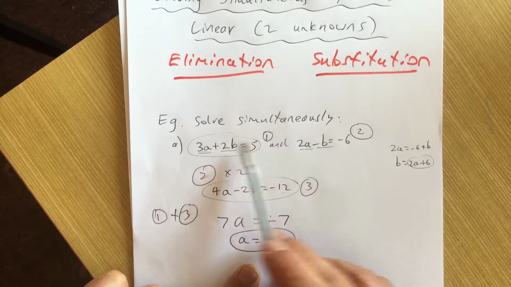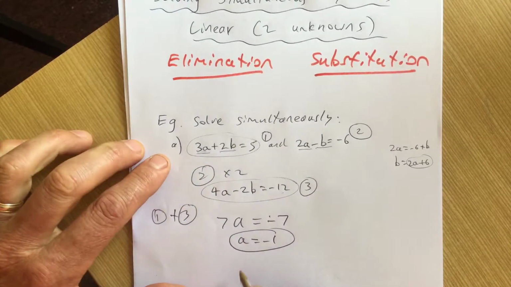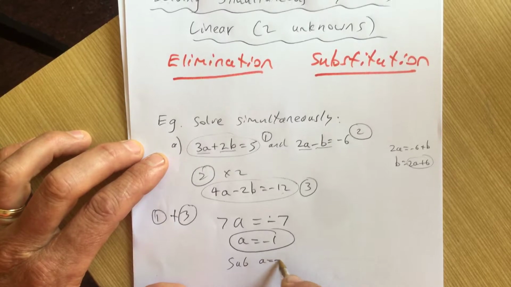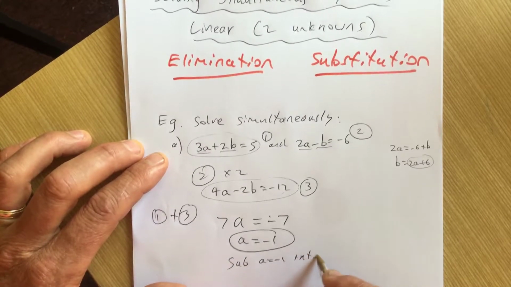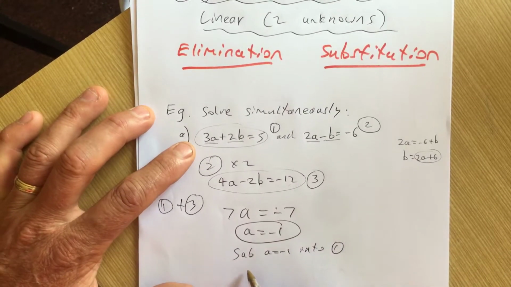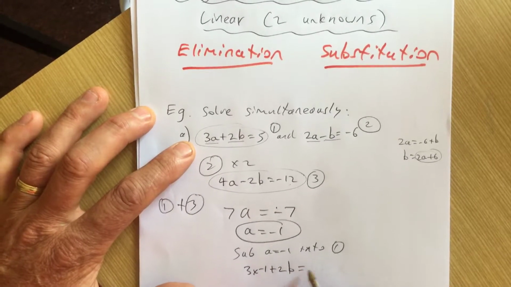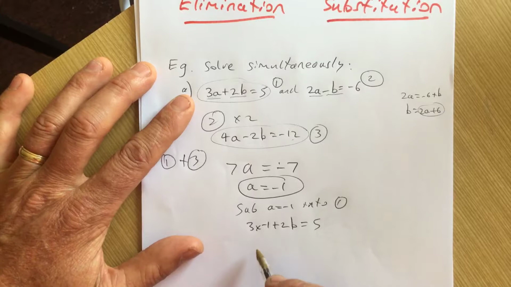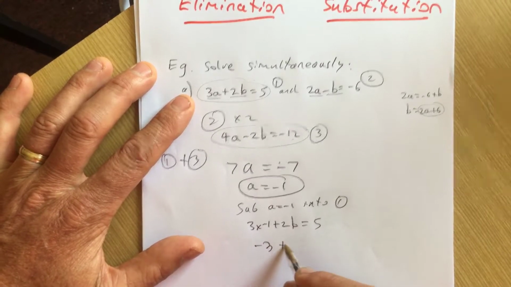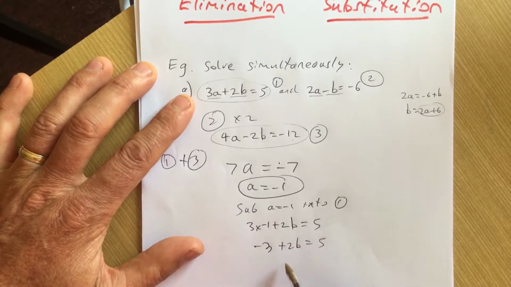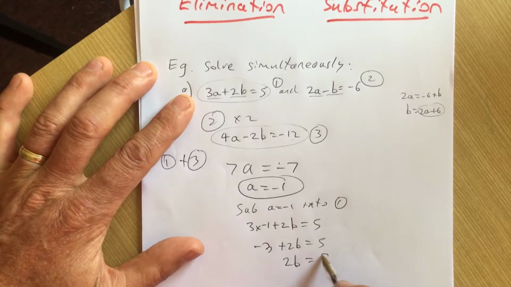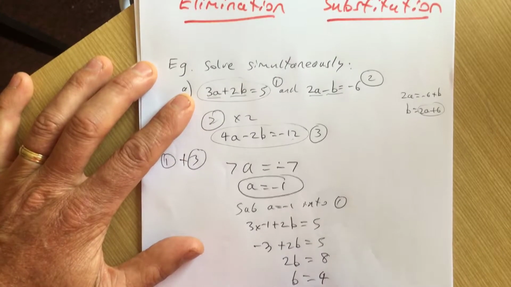I think I'll sub it into 1. So sub A equals minus 1 into equation 1. That gives me 3 times minus 1 plus 2B equals 5. Minus 3 plus 2B equals 5. 2B equals 8. B equals 4.